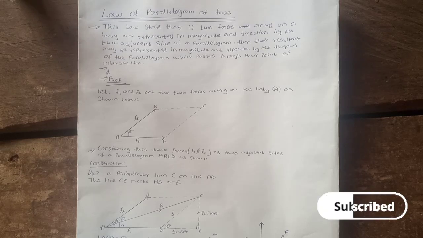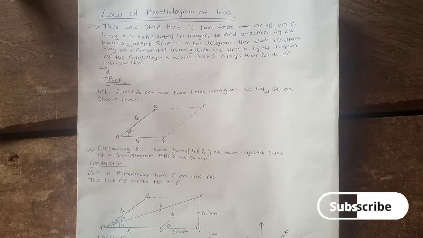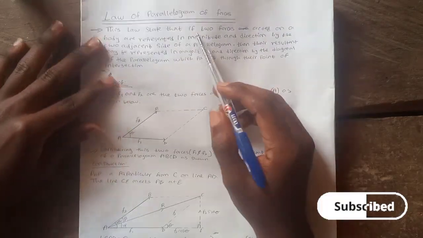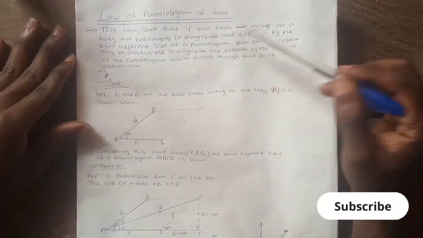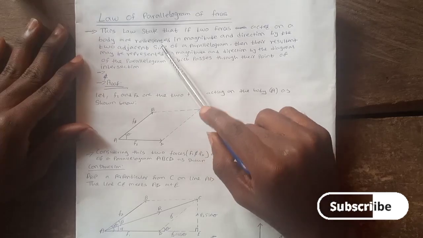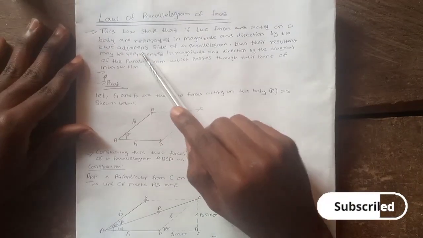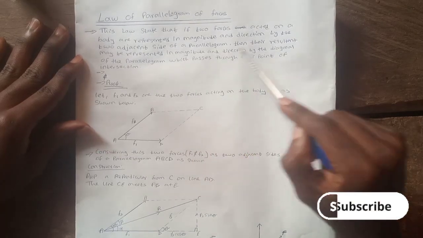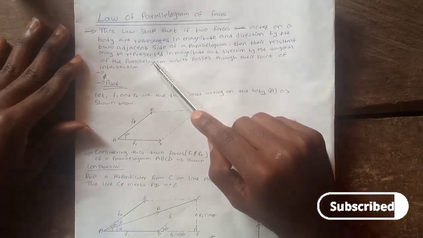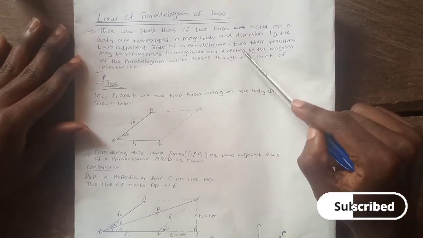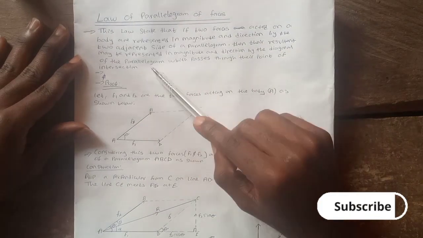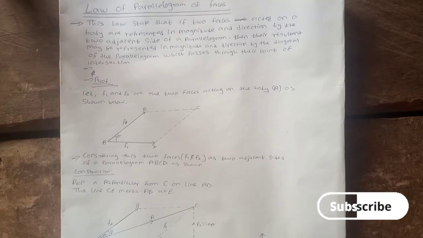Alright, so today we're talking about the law of parallelogram of forces. It states that if two forces acting on a body are represented in magnitude and direction by the two adjacent sides of a parallelogram, then their resultant may be represented in magnitude and direction by the diagonal of the parallelogram, which passes through their point of intersection. So what does it mean?